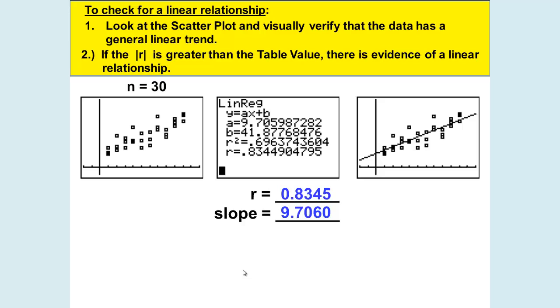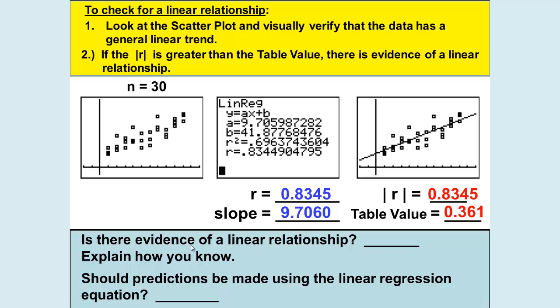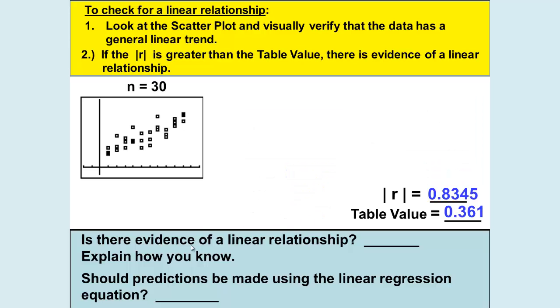And here is a screenshot of the same data points with the equation drawn through it. Next, let's find the absolute value of R and the table value. The absolute value of 0.8345 is 0.8345. Remember that the absolute value changes the value to a positive or leaves it positive, in our case leaving it positive, and our table value for n equals 30 is 0.361. Is there evidence of a linear relationship? Well, yes. Explain how we know.